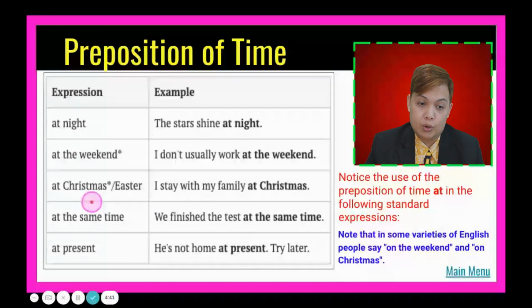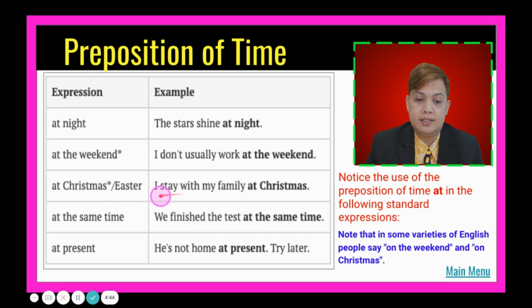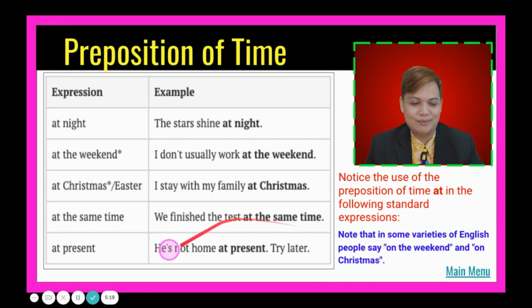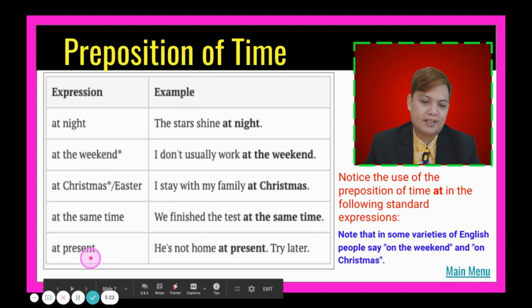At Christmas or at Easter, we use them in similar sentences like this: I stay with my family at Christmas. Very good. Now, at the same time, we use it in sentences similar to this: we finished the test at the same time. So far so good? Alright, let's move on. At present, we use with statements such as this: he is not home at present. Try later.